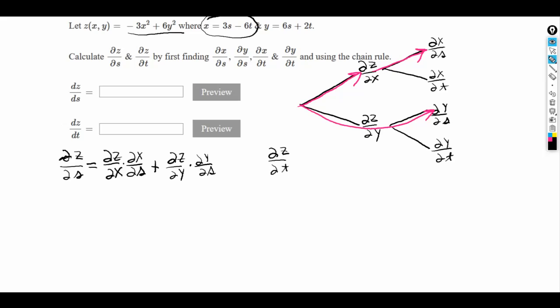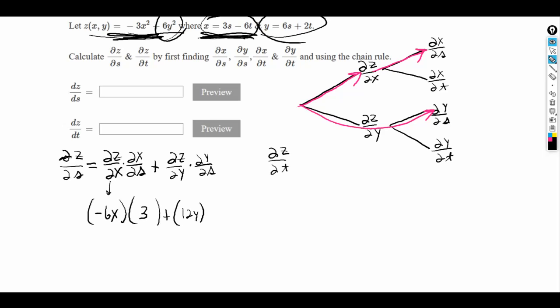So we need the partial of z with respect to x, which when we look up here, we see is negative 6x. The partial of x with respect to s is 3. The partial of z with respect to y is 12y. And the partial of y with respect to s is 6.